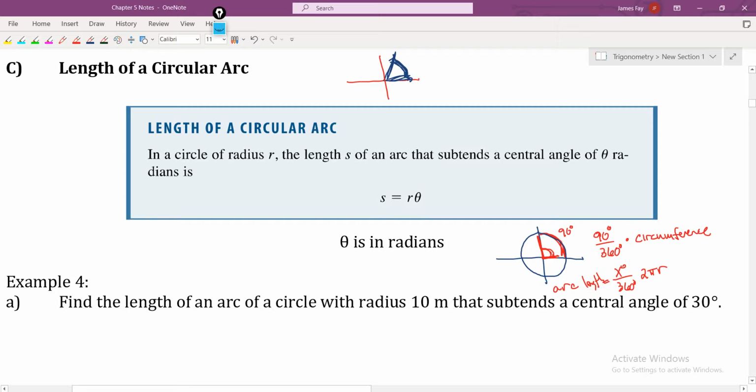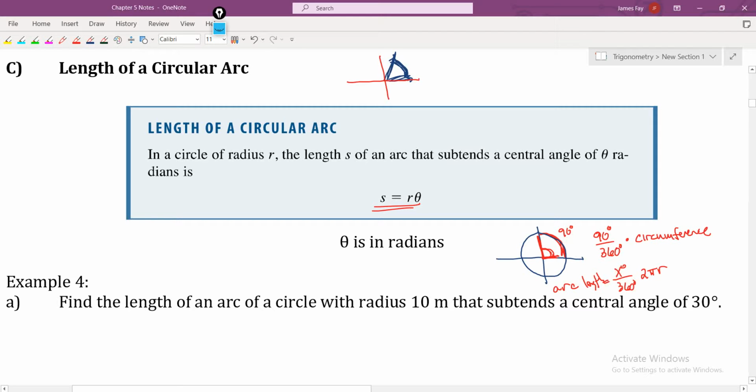Okay, that is this formula here. However, this was in degrees. Okay, if we do the same thing up here, but do it in radians, we get something that's a lot more convenient. Okay, so if I look at the situation here, that arc length right there.